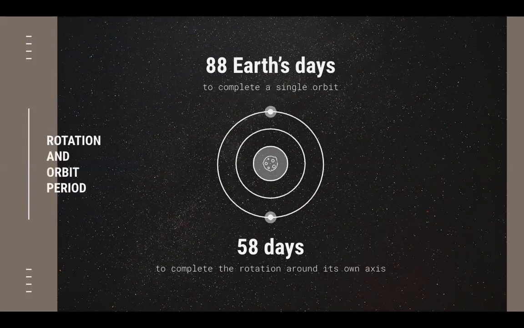About the rotation and orbit period, it takes Mercury 88 Earth days to complete a single orbit, which is a circle around the sun, which means that a year on Earth will equal 4 years on Mercury. And to complete a rotation around its own axis, it takes about 58 to 59 days.